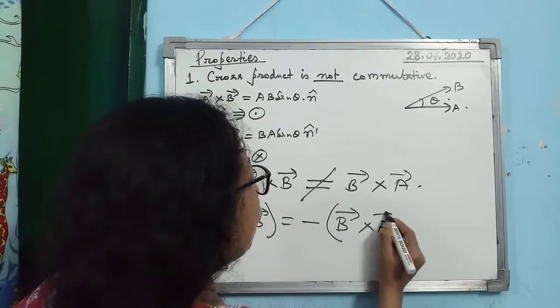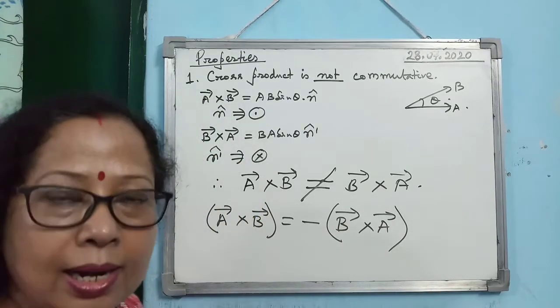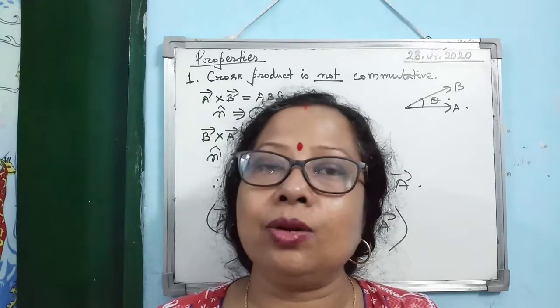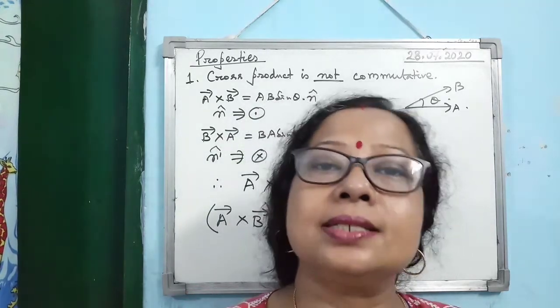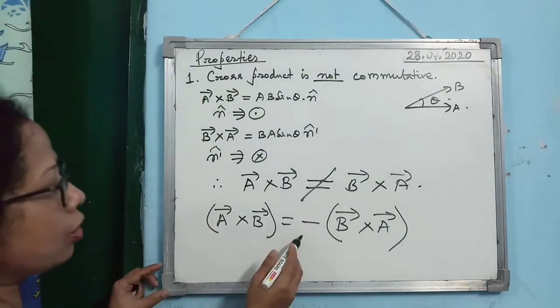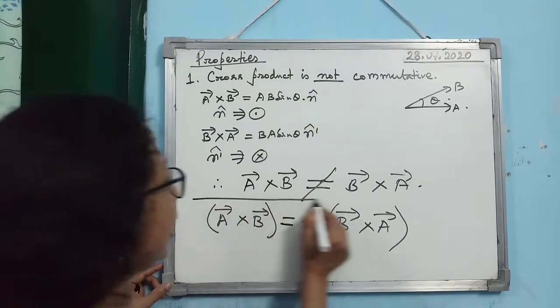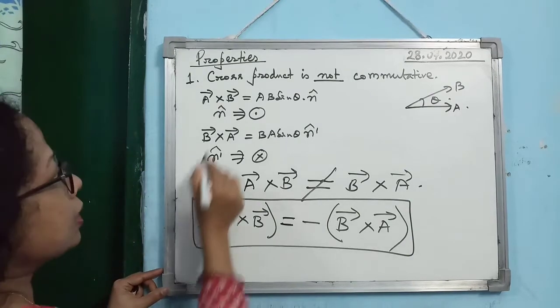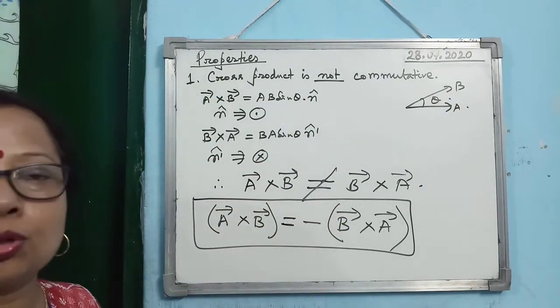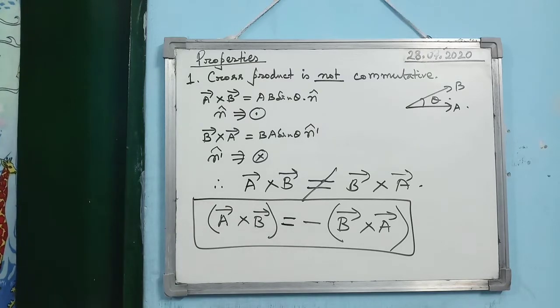Because we know when two vectors have equal magnitude but opposite direction, then we consider one vector is negative of the other vector. Alright, so A cross B is equal to minus B cross A. So you cannot say that cross product is commutative. So cross product is not commutative.